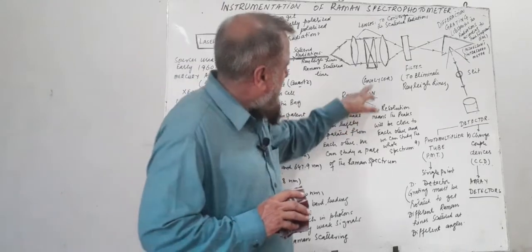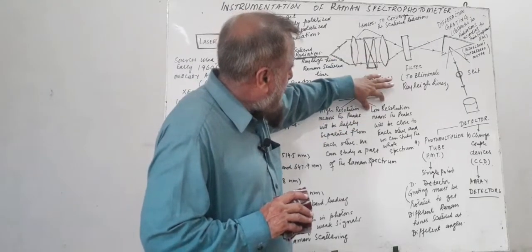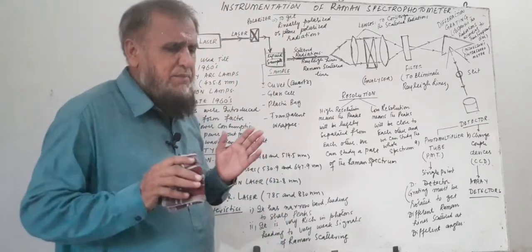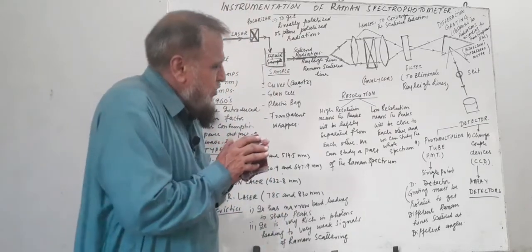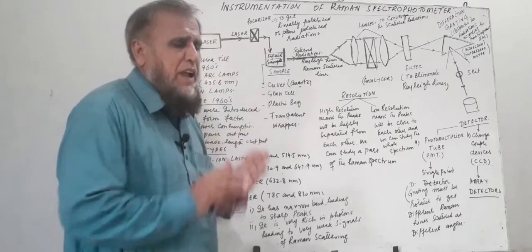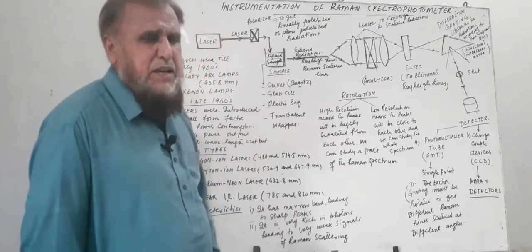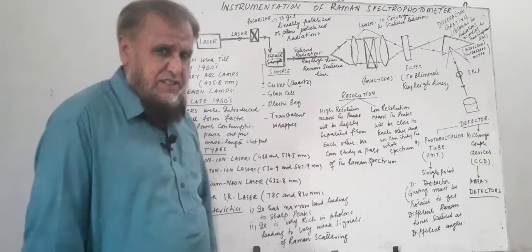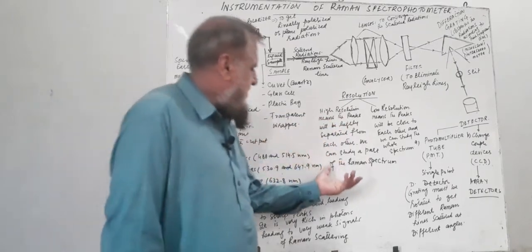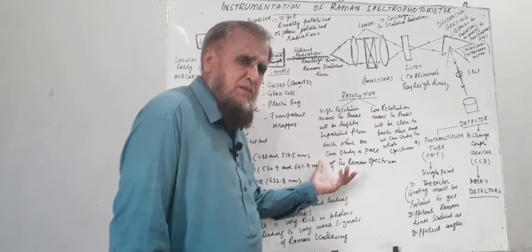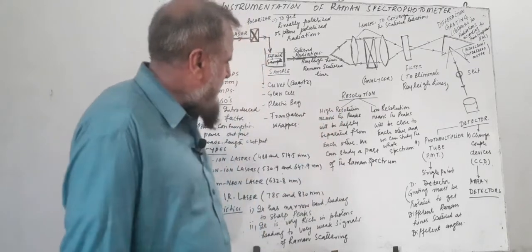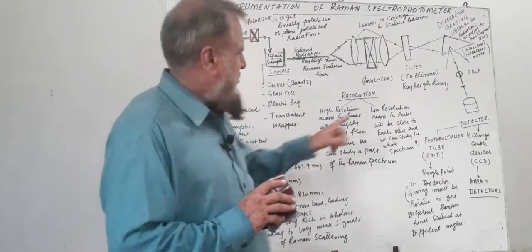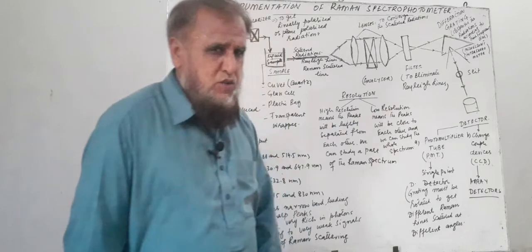However, if the spectrophotometer has a low resolution power, it means that the peaks will not be very much separated from each other, they will be closer to each other, and the whole spectrum can be detected by the photomultiplier tube or by the charge coupled detector. So, if we want to study a particular part of the Raman spectrum, we will use high resolution, and if we want to study the whole Raman spectrum, we will use low resolution instruments.